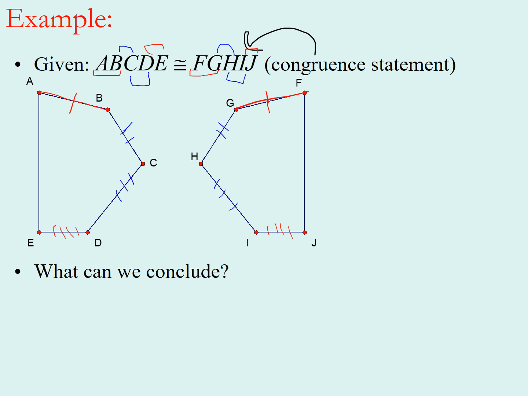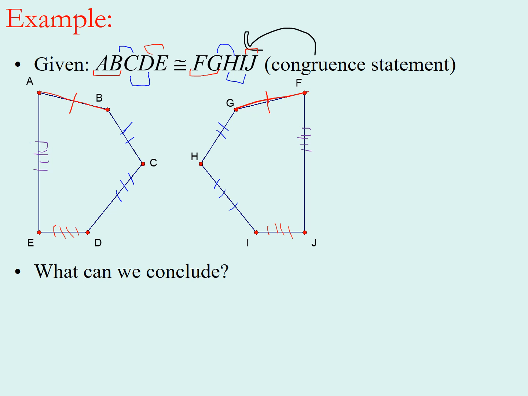And last but not least, because we only have one side left on the figure, and we know that these figures are congruent because they told us, line segment AE is congruent, it's 5 hash marks there too, to the line segment FJ. So 5 hash marks there.